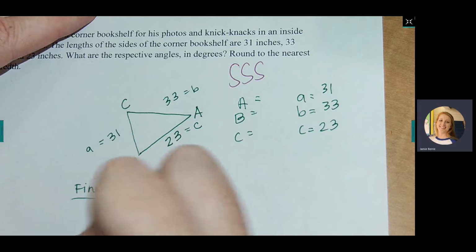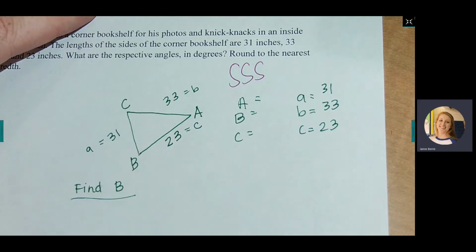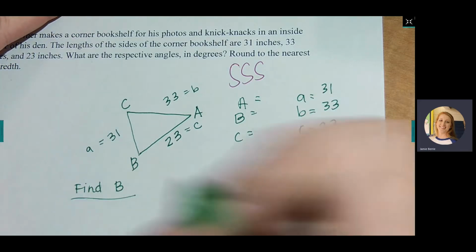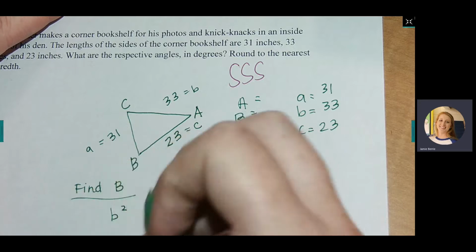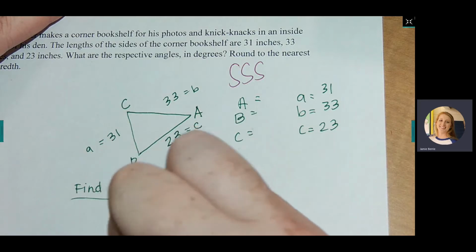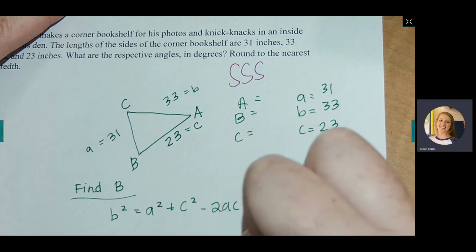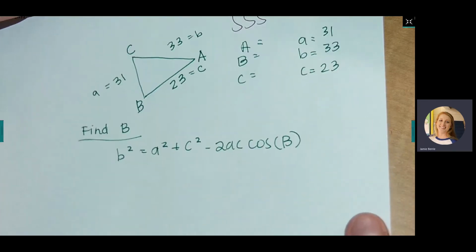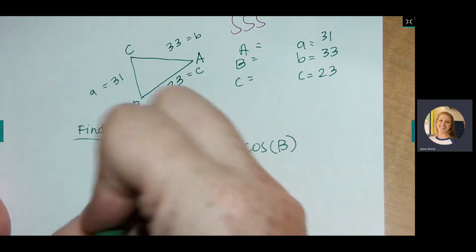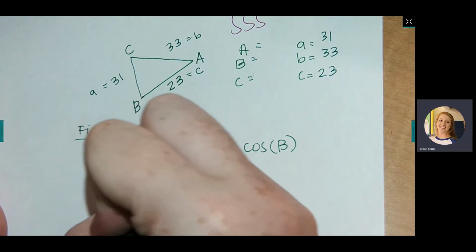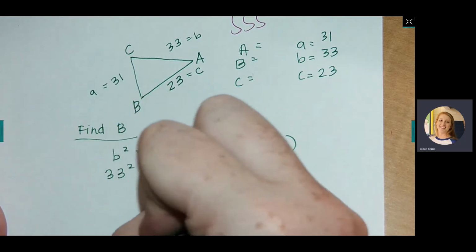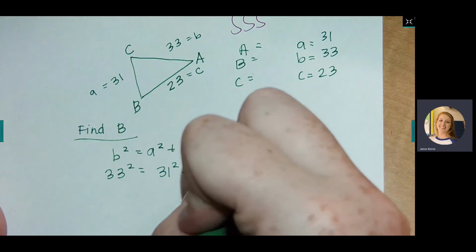Alright, so find big B. We're going to use the law of cosines for big B. We just used it, so it should be fresh on your mind. Fill in what you know. We know little b is 33, little a is 31, little c is 23.